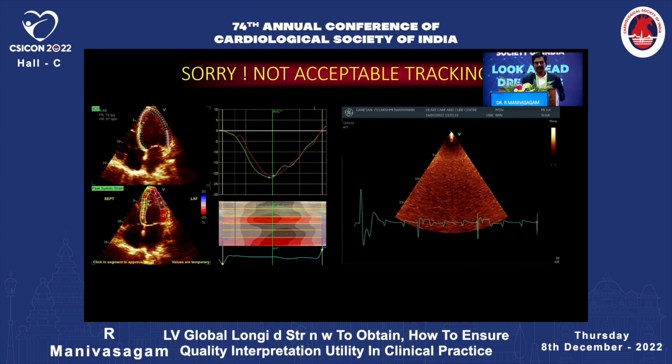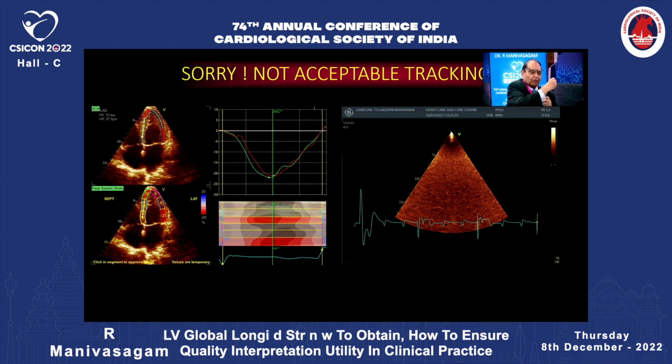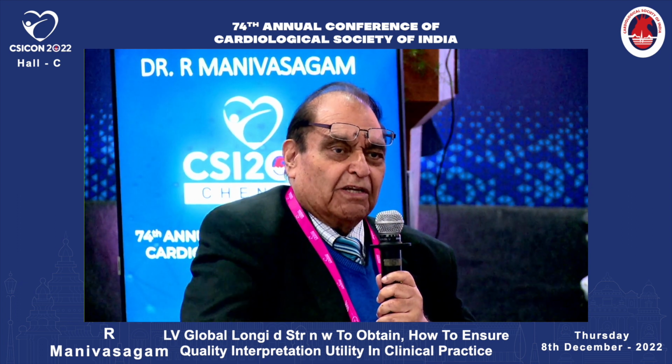So when you are looking at TAPSE or MAPSE, you are looking at the motion of the annulus going towards the apex. Only the motion of the annulus. When you're going for strain, you are looking at the motion of all the segments of the wall going towards the apex. The apex doesn't move much. It's the base which moves towards the apex. The apex doesn't come down that much. It's the base which goes up to the apex.